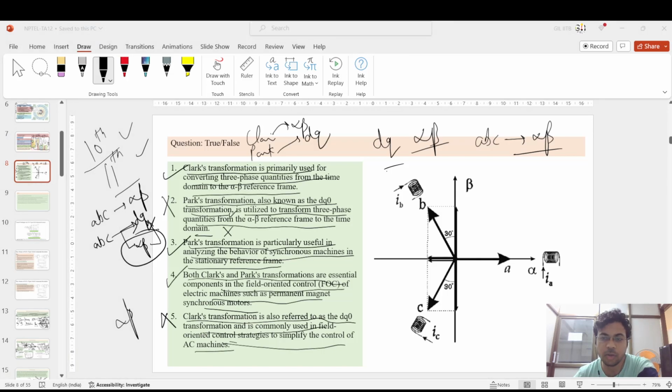If you have any doubt related to Clarke's and Park's transformation, just let me know in this topic. After that I will jump to the doubt of one of the students' questions. Is there any doubt related to that? You can also read this from multiple sources. This is the basic introduction of Park's and Clarke's transformation.